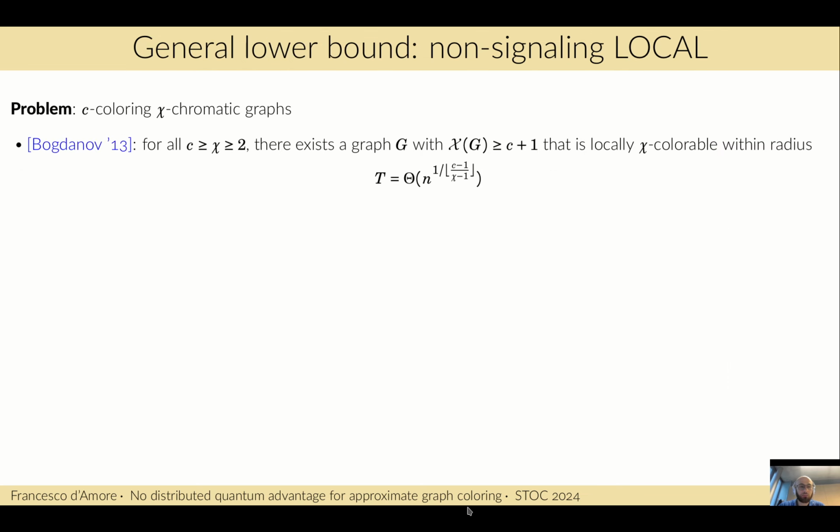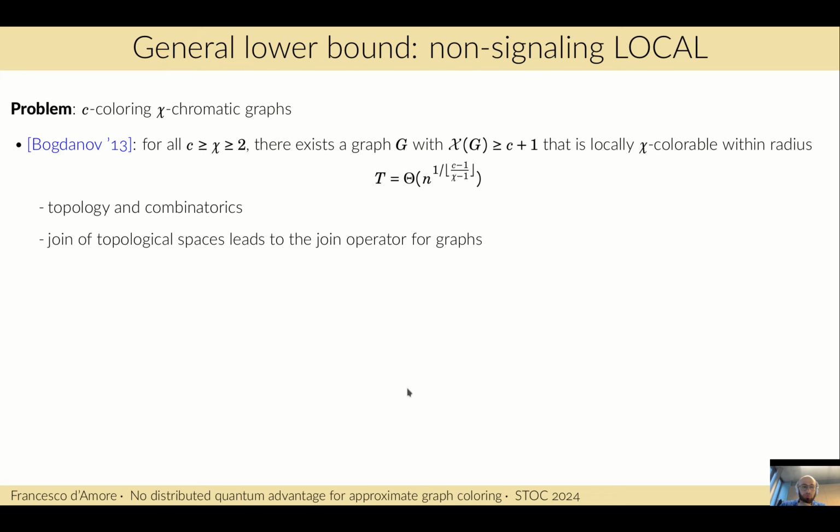And this is given almost for free in our case from a surprising work by Bogdanov in 2013 that is largely unknown. Basically, for each pair of C and chi, Bogdanov showed that there exists a graph that has chromatic number at least C+1, but locally is chi-colorable within a radius that is roughly our complexity.